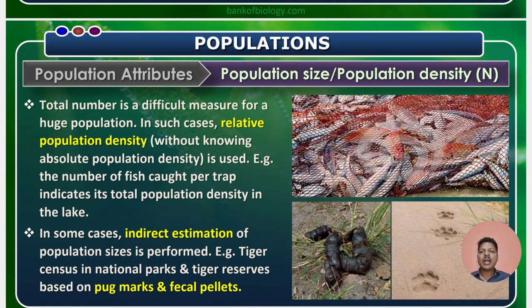Next, the total number is a difficult measure for a huge population. In such cases, relative population density, that is, without knowing the absolute population density, is used. Example: the number of fish caught per trap indicates the total population density in the lake. In some cases, indirect estimation of population size is performed. Example: tiger census in national parks and tiger reserves based on pug marks. These are pug marks, you can see, and fecal pellets.